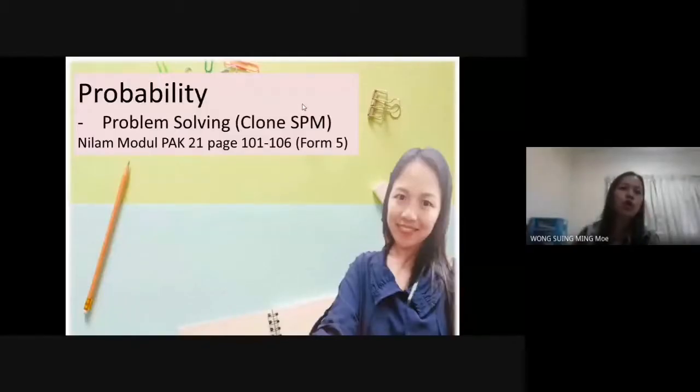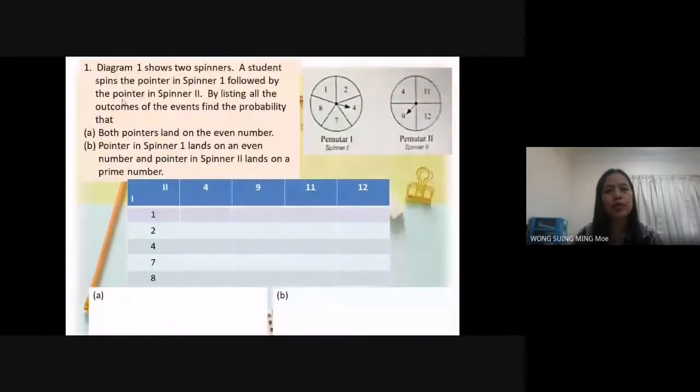Today we are going to learn probability again. The question I take from Nilam Module PAK 21. We look at question number 1. Diagram 1 shows two spinners. The student spins the pointer in spinner 1 followed by the pointer in spinner 2.